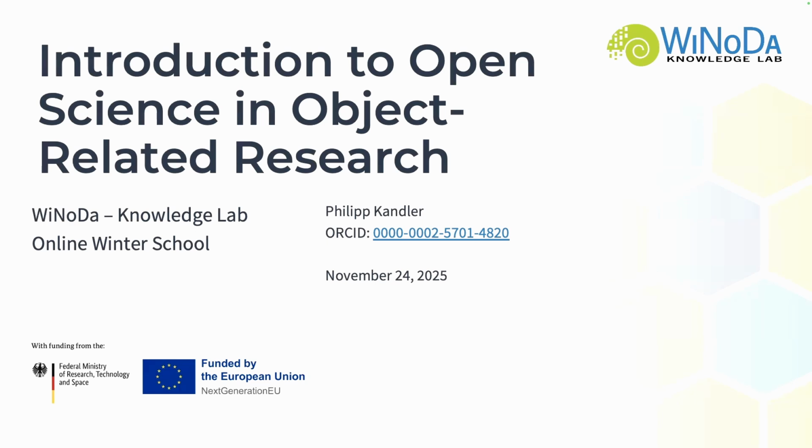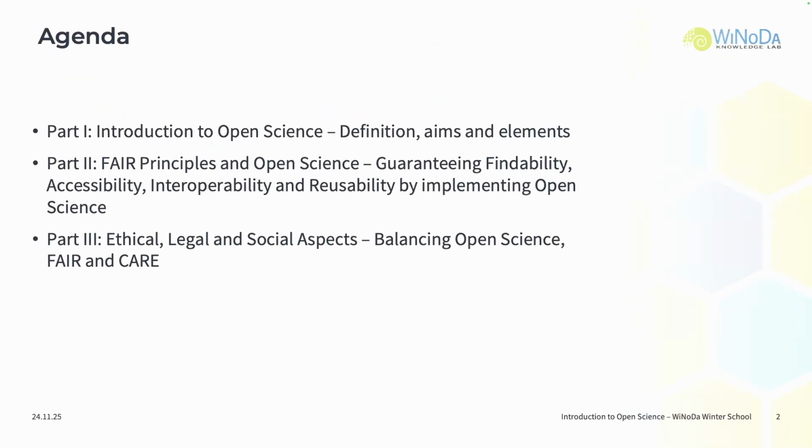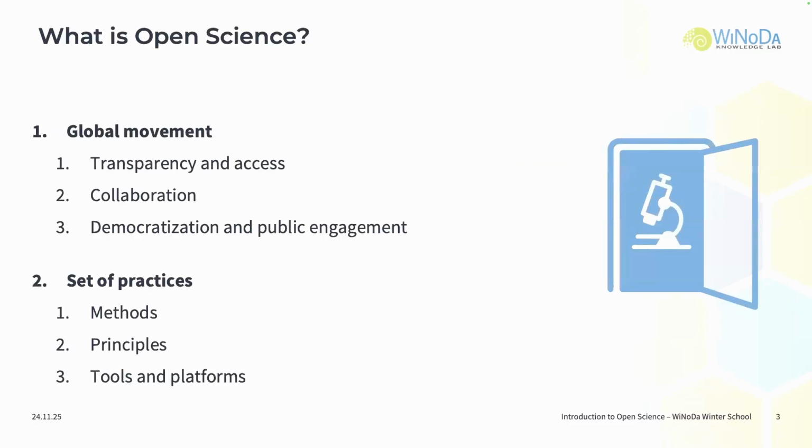This lecture is also quite suitable as an introduction, since it shows how open science is a transversal issue that can help to improve research in general. First, a bit of introduction to open science, the definition, aims, and elements. And then about the connection of the FAIR principles and open science, how they interact, how the one is important for the other, and vice versa. And on the third part, I will briefly touch upon the ethical, legal, and social aspects by showing how CARE comes into the equation. Let's start.